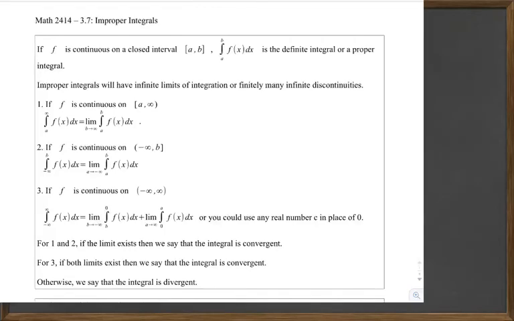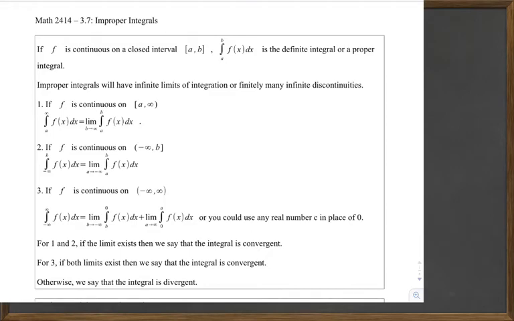Alright, in this video we're going to be looking at improper integrals. This is from section 3.7. To contrast improper integrals with proper integrals, let's define a proper integral. If f is continuous on a closed interval [a, b], then the integral from a to b of f(x) dx is the definite integral, or proper integral.